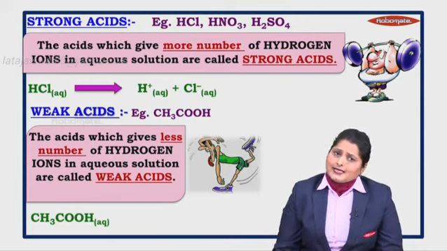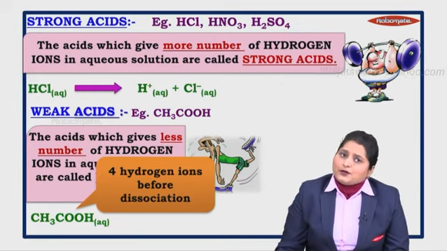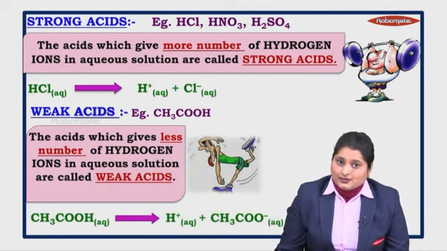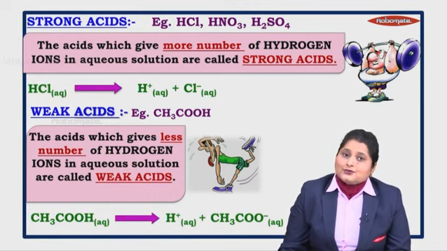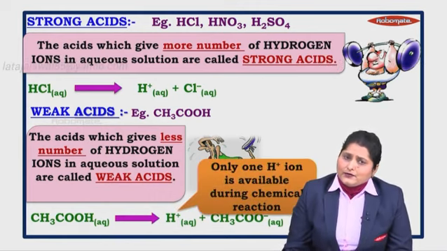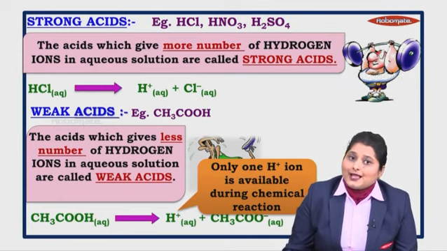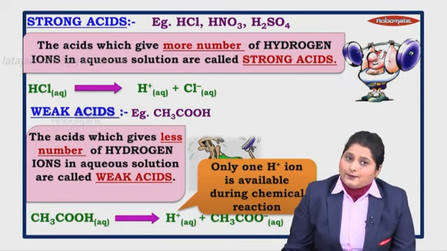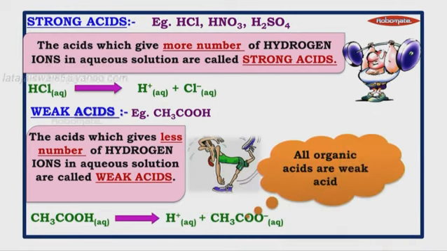Let's understand. Acetic acid, when added to water, dissociates. Before dissociation, it contains 4 hydrogen atoms. The moment we put it in water, it dissociates and gives H plus and CH3COO minus. If you see this carefully, only 1 hydrogen ion is available during a chemical reaction. Originally it had 4, but after dissociation, it gives only 1. So we say CH3COOH doesn't dissociate completely, but dissociates partially, and therefore it is called a weak acid.